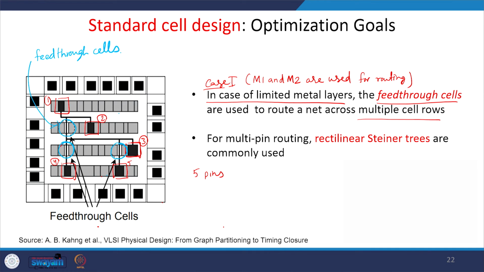So, what is the use of this feed through cell? It is passing the interconnect from one channel to another. Let us say this is channel 1, this is channel 2, and this is channel 3. So, passing the signal from row 1 to row 2 and row 3 through these feed through cells. So, for connecting these 5 pins we use 3 feed through cells.